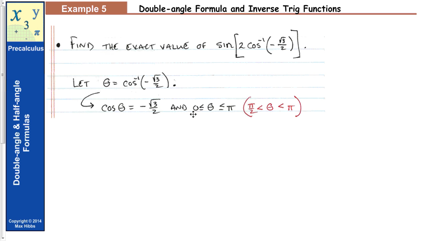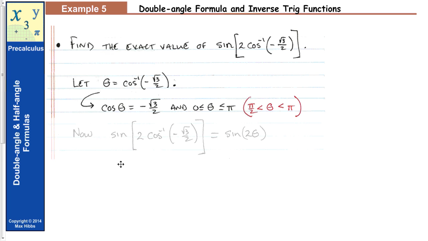Now, because the cosine of theta is negative square root of 3 over 2, if theta was between 0 and pi over 2, the cosine would be positive. But since the cosine is negative, that tells us it has to be between pi over 2 and pi. So we actually know a little bit more about where this angle theta lies. We don't know what it is, but we know where it lies.